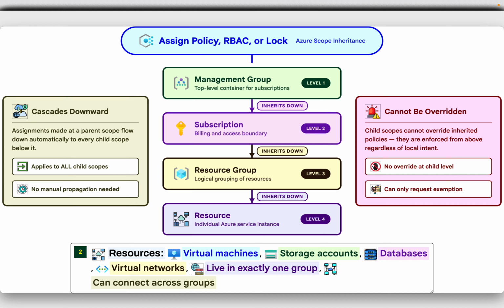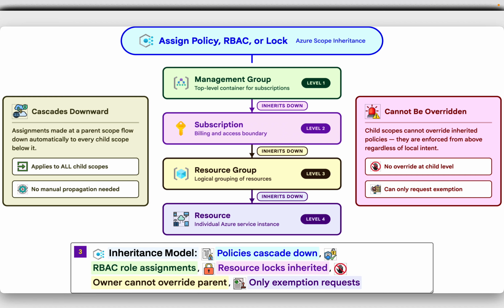Next, resources. Resources are the actual things you deploy, like virtual machines, storage accounts, databases, and virtual networks. Every resource lives inside exactly one resource group, but resources can still connect to resources in other resource groups. Next, inheritance model. The inheritance model ties it all together. Policies, RBAC role assignments, and resource locks cascade down through every level. A subscription owner cannot override a policy inherited from a parent management group. They can only request an exemption.